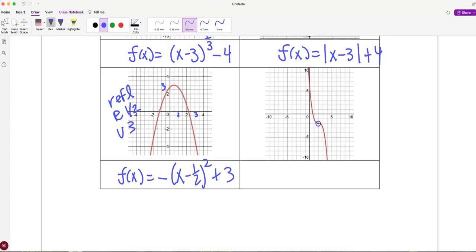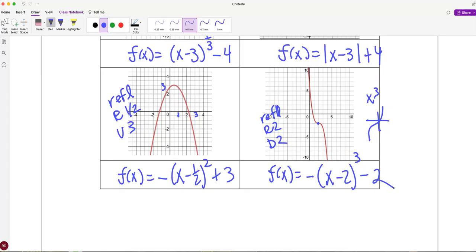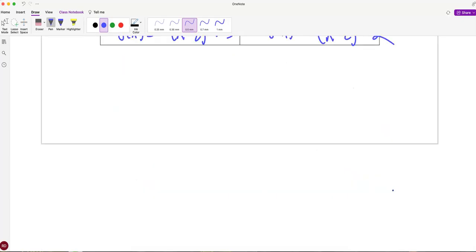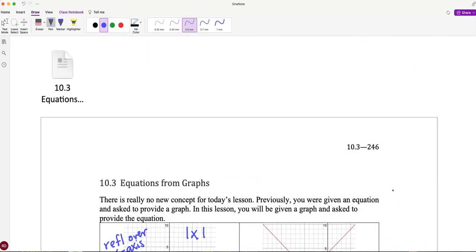The next one is based on my x cubed, which normally looks like this. So I can see that it's been reflected. And it moved what? Right 2, down 2. So f of x, because it's reflected, it starts with a negative. Right 2 and down 2. And that should be it, okay?